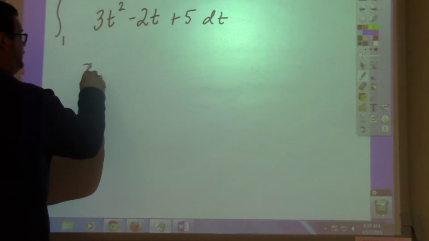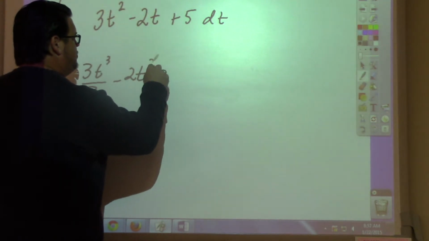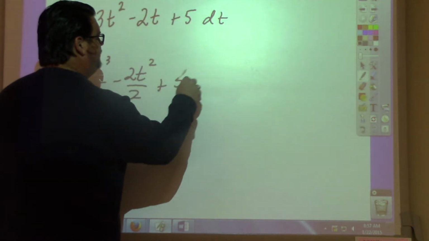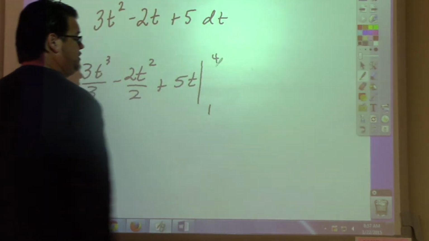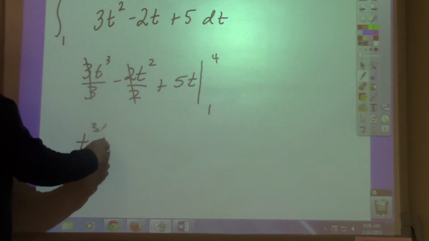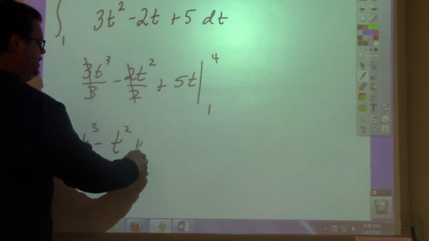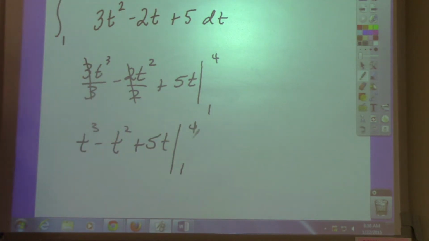All right, so 3t to the 3rd over 3 minus 2t squared over 2 plus 5t, evaluated at 1 and 4. Please make sure I didn't change the problem. Okay? Now the 3's go out, the 2's go out, and that leaves you with t cubed minus t squared plus 5t evaluated at 1 and 4.